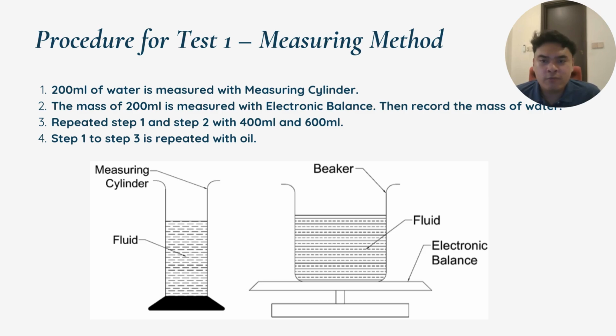For our procedure for test 1, which is the measuring method experiment, we started off by placing 200 milliliters of water inside the measuring cylinder. We then take the electronic balance and record the mass of the 200 milliliters of water. We then repeat step 1 and step 2 with 400 milliliters of water and 600 milliliters of water. Lastly, we repeat step 1 to step 3 with oil and record all the data inside the table.